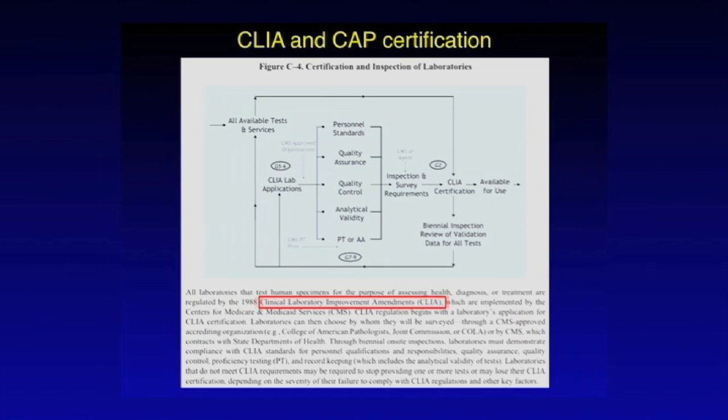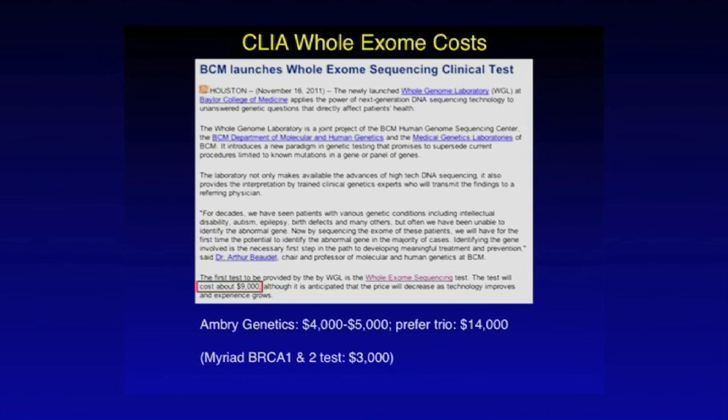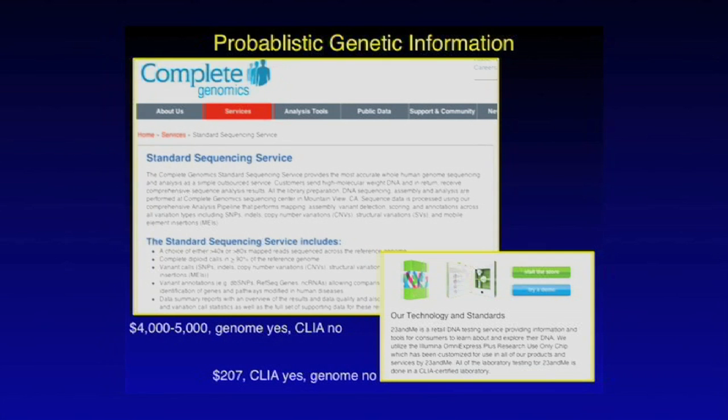Now, Ambry Genetics will also do whole exome sequencing, CLIA certified, for about $5,000 for an individual. Of course, they prefer to do a trio because that's more informative, for about $14,000. But again, let's compare this test, okay, of one individual. For about $5,000, you get the sequence of every protein coding region in their genome. Myriad Genetics BRCA1 and BRCA2 test, they test 2 genes, cost $3,000. You can get all 26,000 genes done for just a little bit more. That's kind of where we are with that.